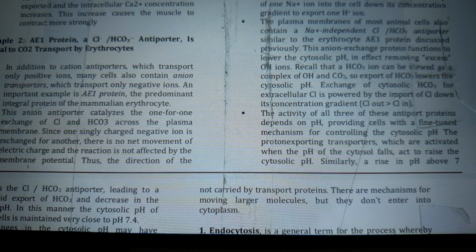The second example would be of the AE1 protein. A chloride-bicarbonate antiporter is crucial to carbon dioxide transport by erythrocytes.